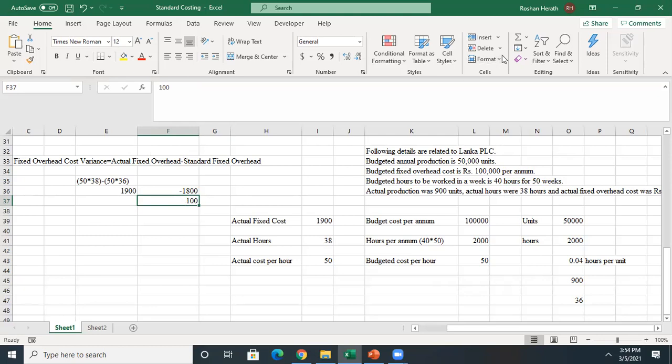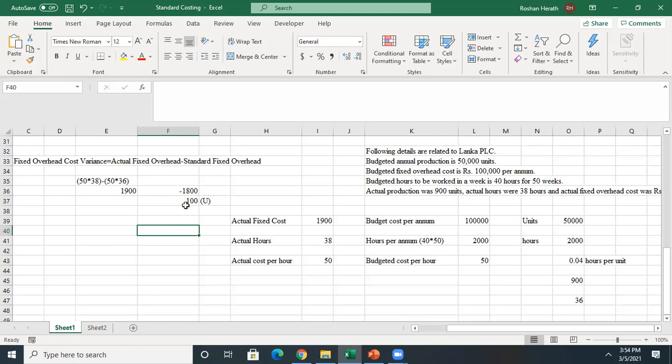Yes, it's an unfavorable one. 50 into 36, is it 2000? No, 50 into 36, it is 1800. Okay, unfavorable, good. Here, yes, you are very correct. The actual cost is more than the standard cost. So it's an unfavorable cost. Very correct.